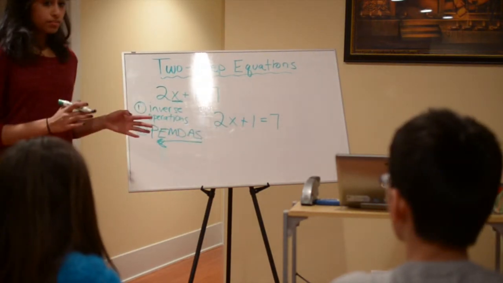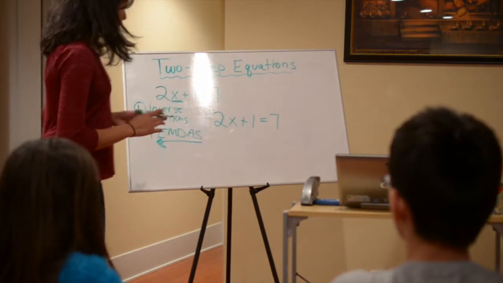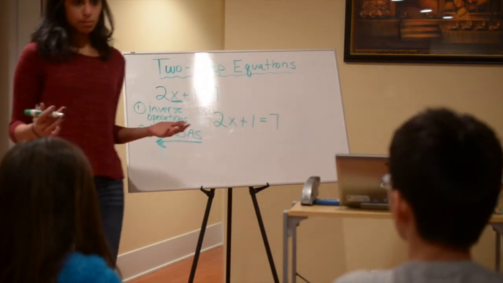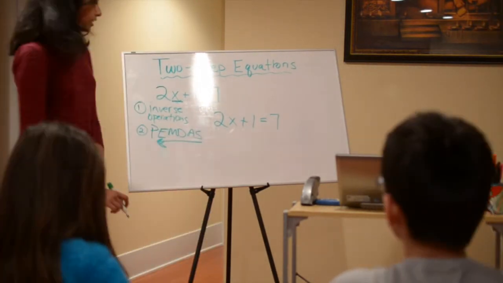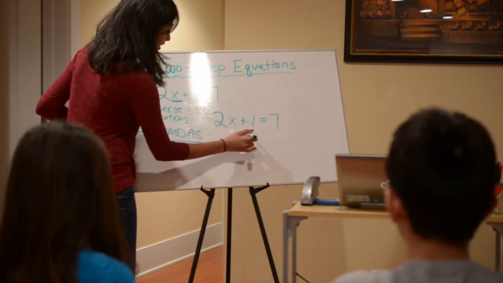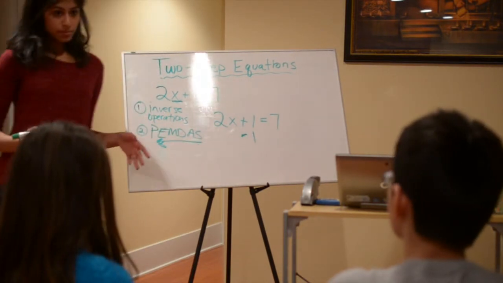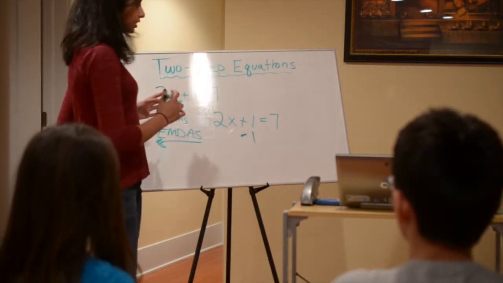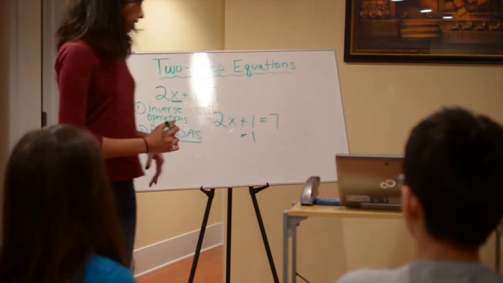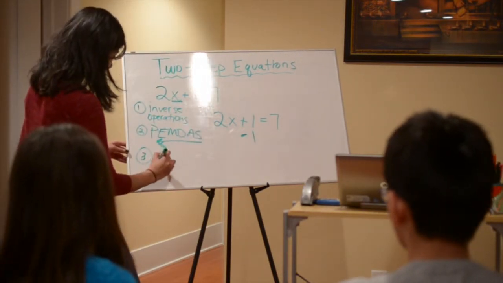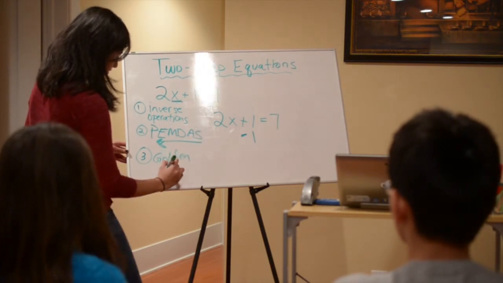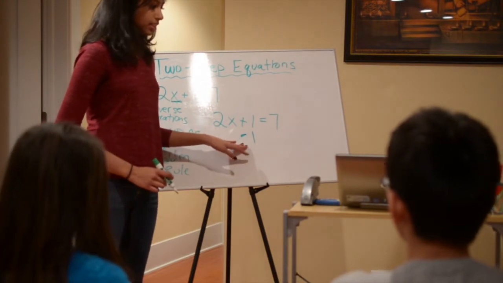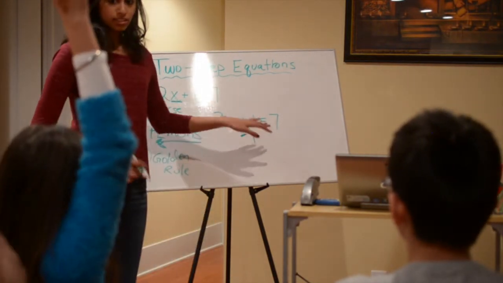Now, remember, we solve these with inverse operations. So if we're using addition, what would be the inverse operation? Teja? Subtraction. Exactly. So we're going to subtract 1. Now the third step is the golden rule of algebra. And the golden rule of algebra is whatever you do to one side, you have to do to the other side. So I'll write that down. Golden rule. So if we're subtracting 1 on this side, that means we have to subtract 1 to the other side.